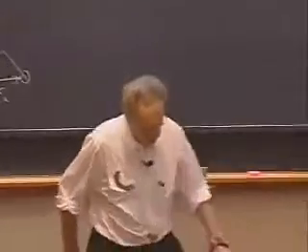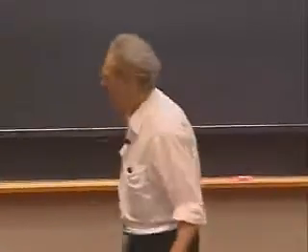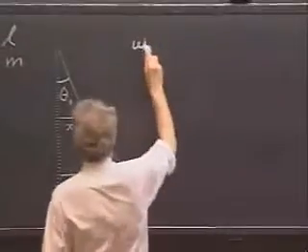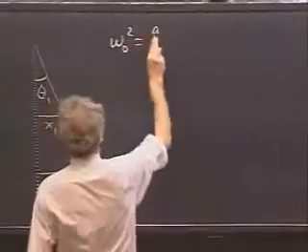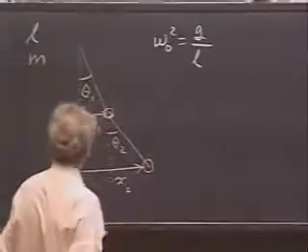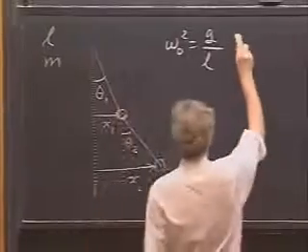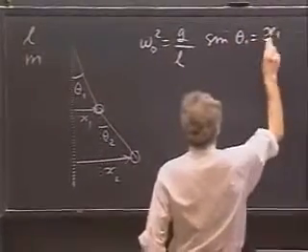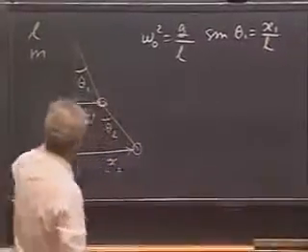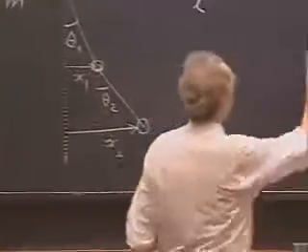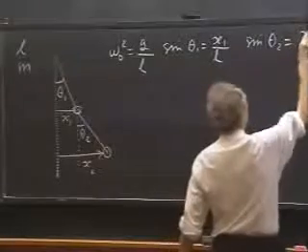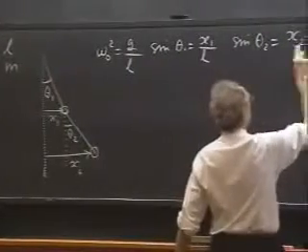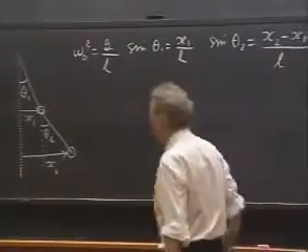I'm going to introduce a shorthand notation that omega 0 squared is g divided by L. I want to remind you that the sine of theta 1 is x1 divided by L, and that the sine of theta 2 is going to be x2 minus x1 divided by L.